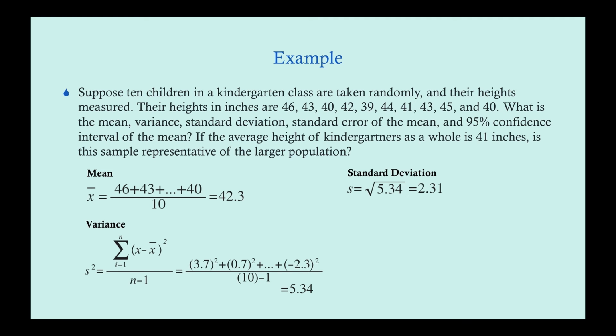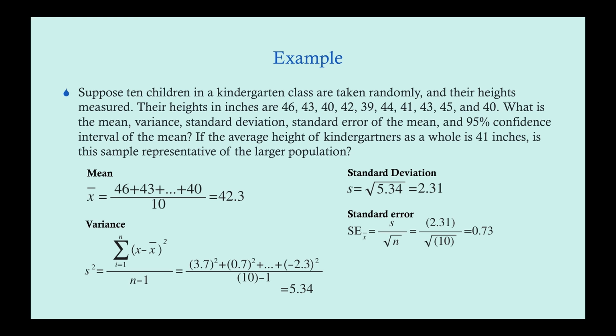So now something we talked about today, the standard error of the mean. How do we determine that? The standard error of the mean is the standard deviation divided by the square root of the sample size. So that's going to be 2.31 divided by the square root of 10, which is 0.73. So now you should be able to do your 95% confidence interval.